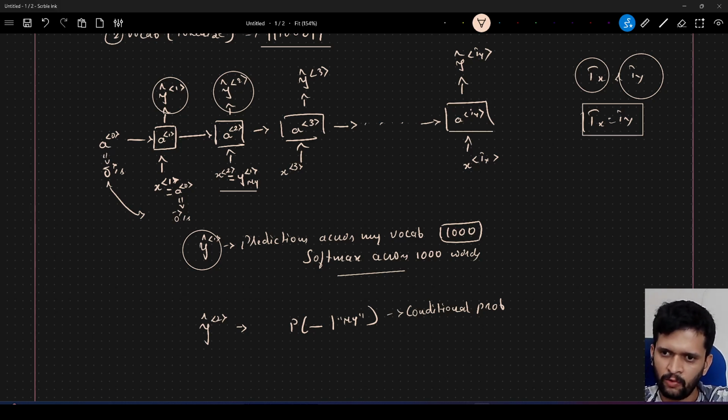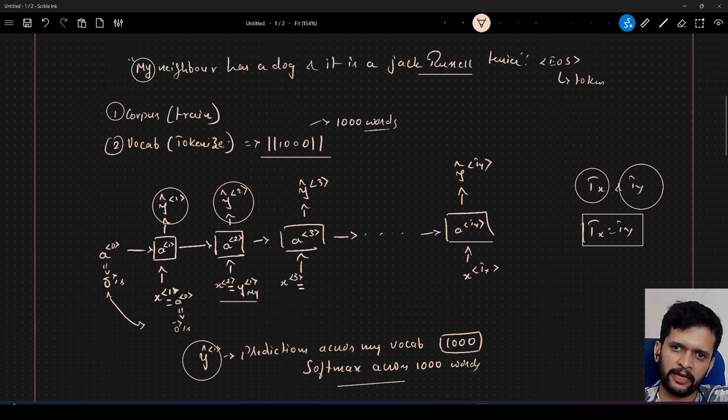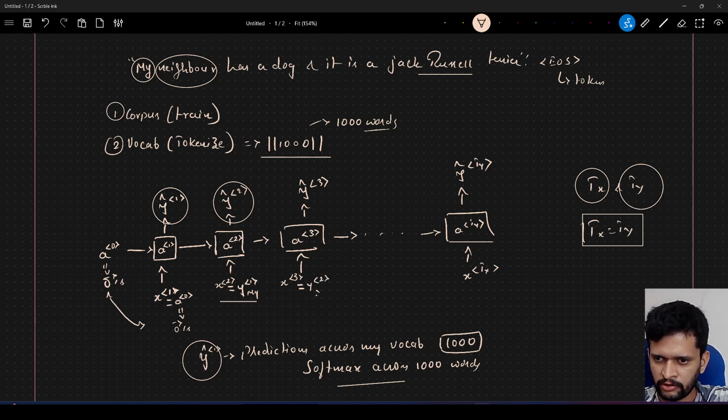Now in time step 3, I will give input x3, which will be equal to y2, that is neighbor. So this will be y2, which will be equal to neighbor. So I am actually giving the actual word that I want in that particular time step as an input at this third time step. Then I will compute my y hat 3.